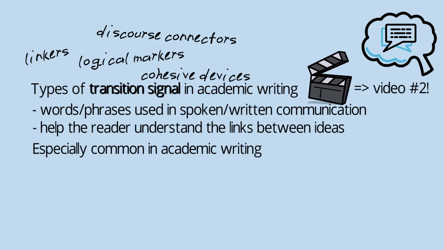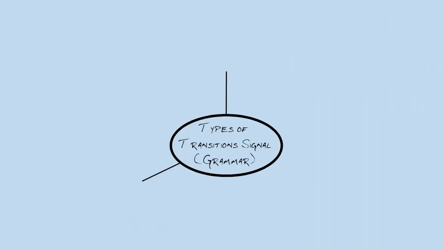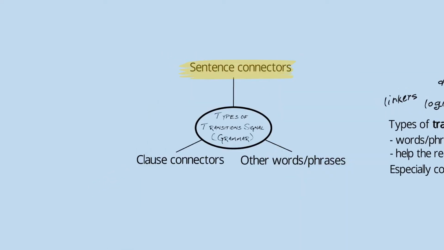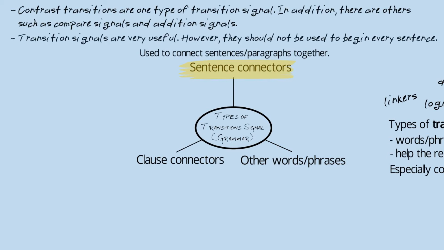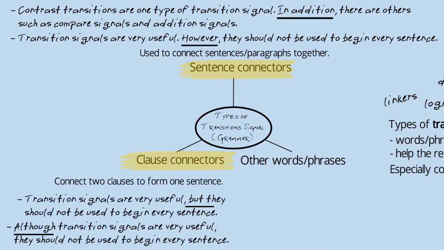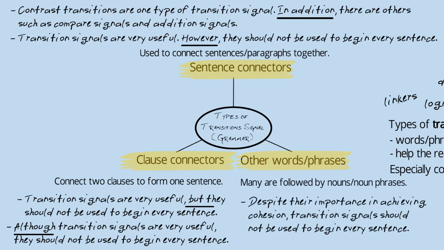In terms of grammar, they can be divided into three types: sentence connectors, clause connectors, and other words and phrases. Sentence connectors are used to connect sentences or paragraphs together, examples being in addition and however. Clause connectors, in contrast, connect two clauses to form one sentence. Examples are but and although. And there are some other words or phrases which are neither sentence connectors nor clause connectors, but which function as transitions. And many of these are followed by noun or noun phrases. One example is the word despite. So let's look at different types of transition signal according to function.